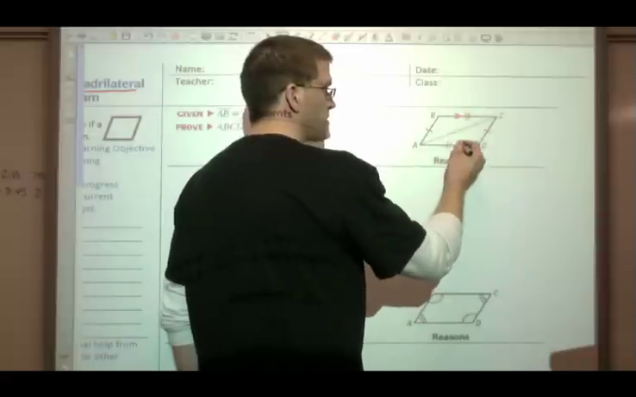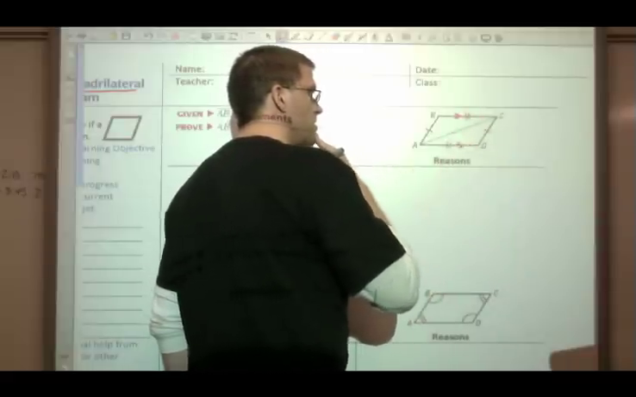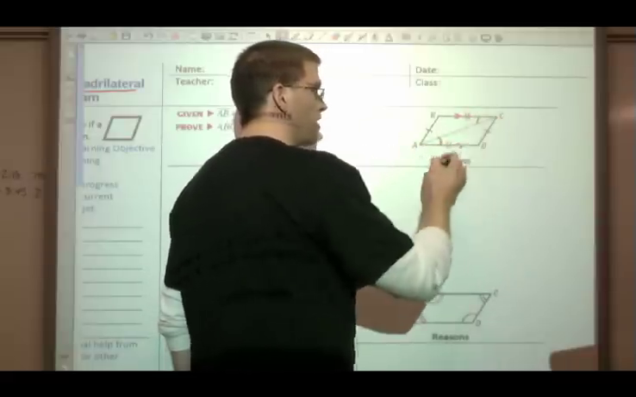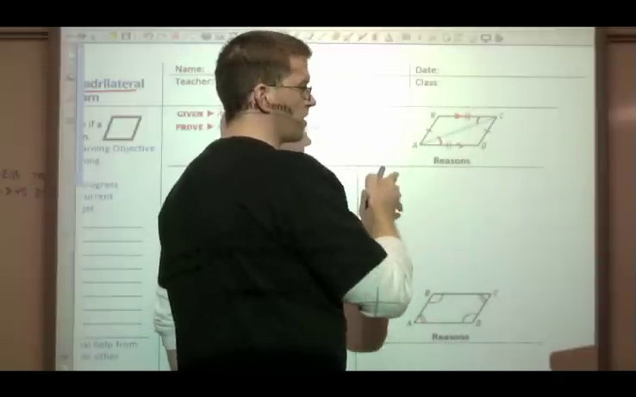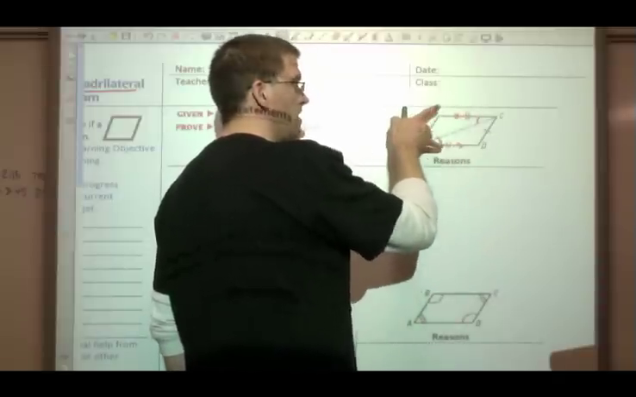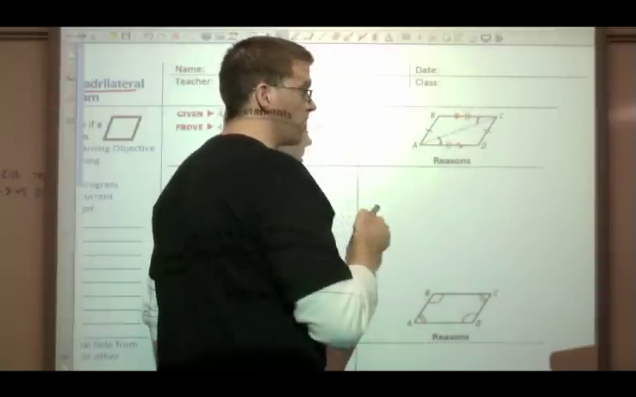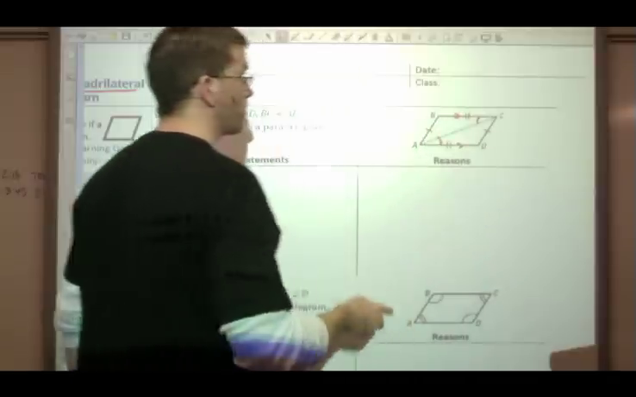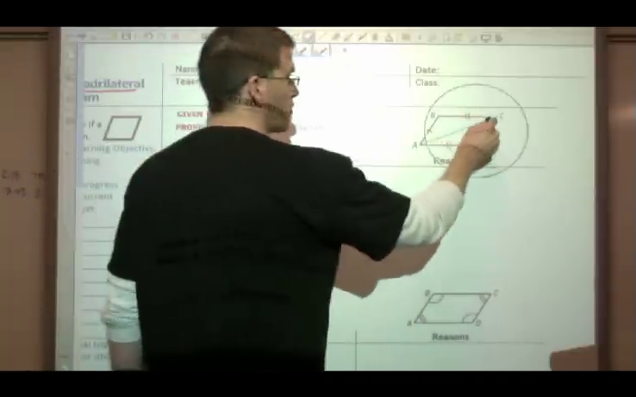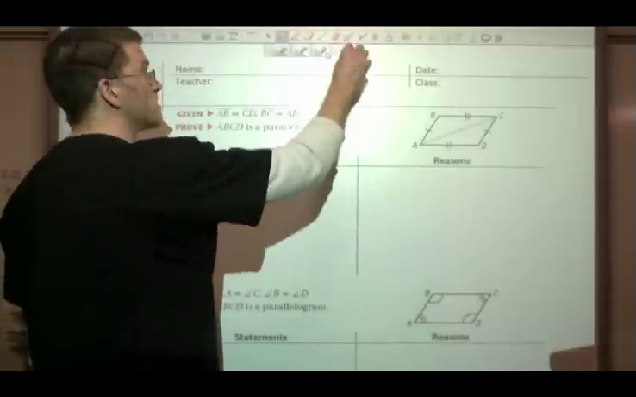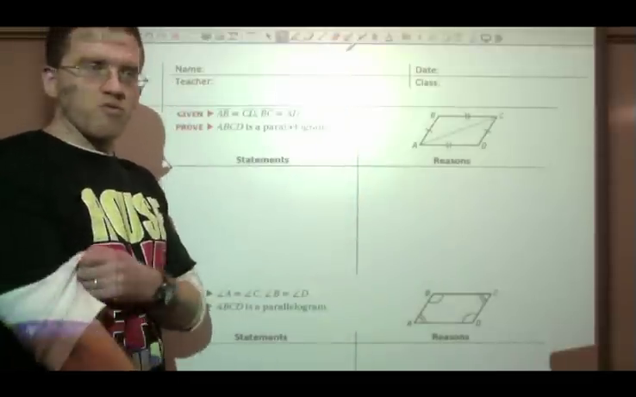So I need to say this one's parallel to this. Well, if these two angles are congruent, then these two lines must be parallel. Likewise, we can say the same thing for those two. I'm going to go and erase my markup so that I can use it while working out the proof.